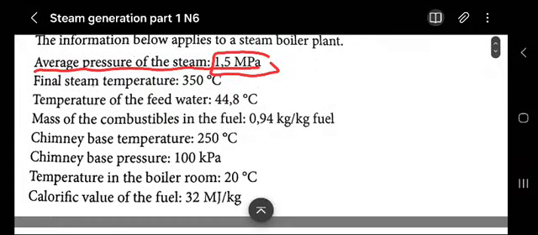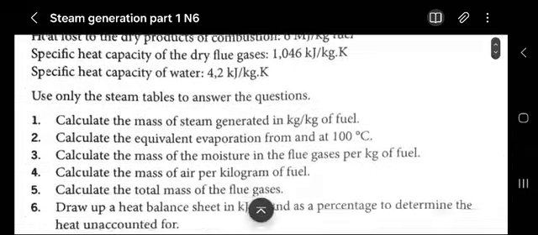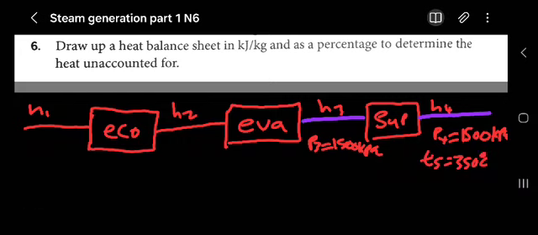Then we have the final steam temperature of 350. It's at the end here. Here we have our temperature also, this is T4. This one, we have our temperature there, which is 350 degrees Celsius. All right, for that portion.